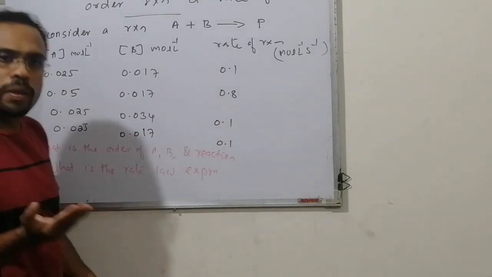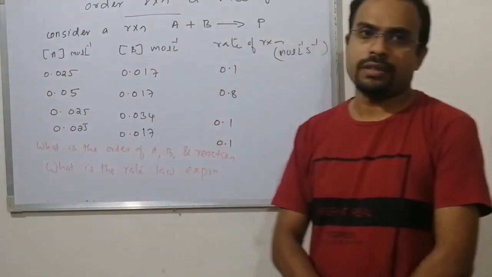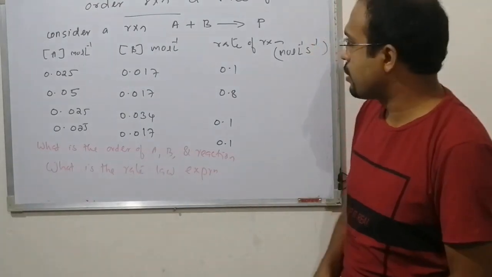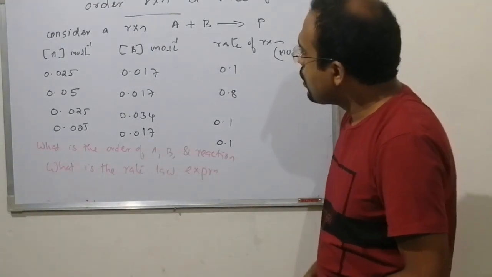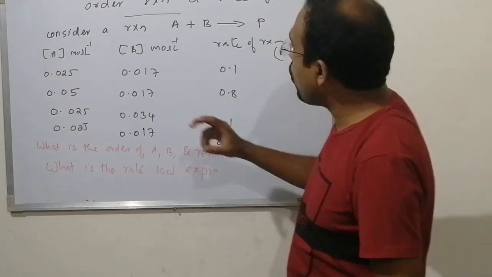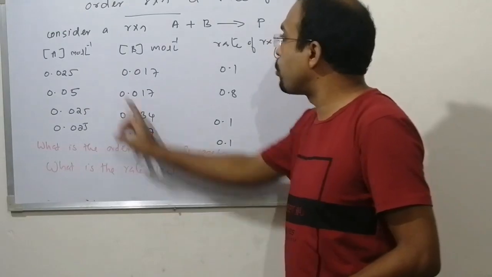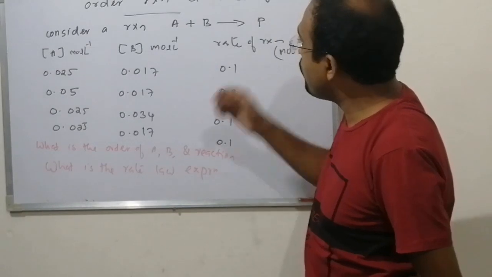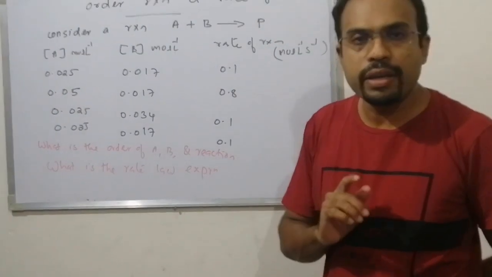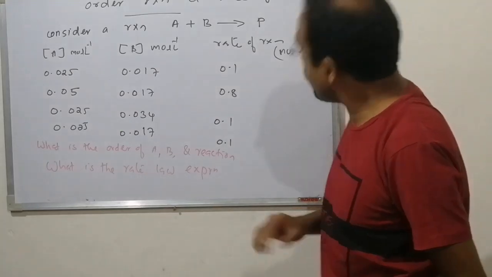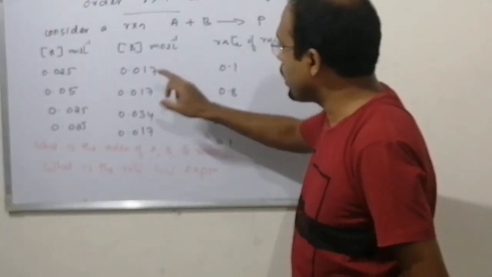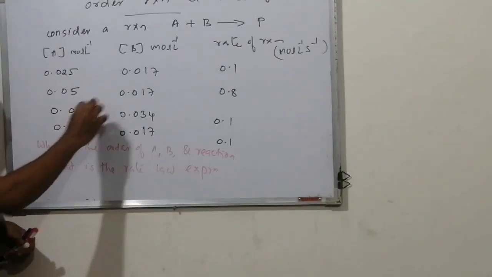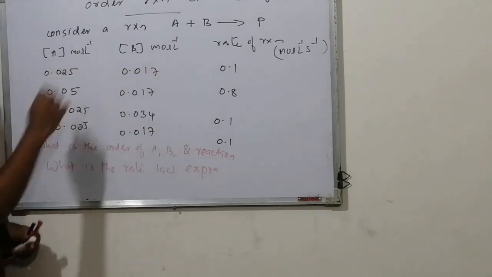Now, I will tell you a simple trick to solve this question. Please practice that trick. First, you find out the order of any one reactant, suppose A. For that, you take a pair of data where B is constant. Therefore, you can take the first two, because B is constant. I want to determine the order of A, so I take this pair.